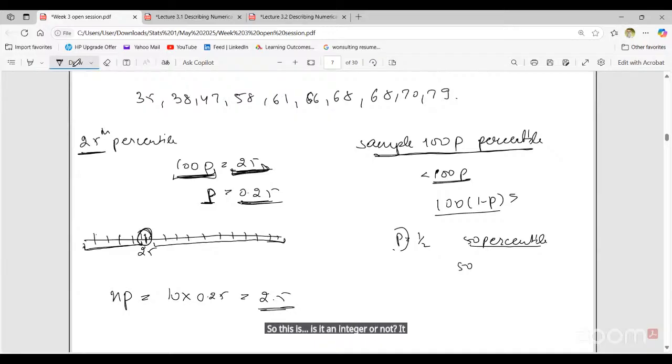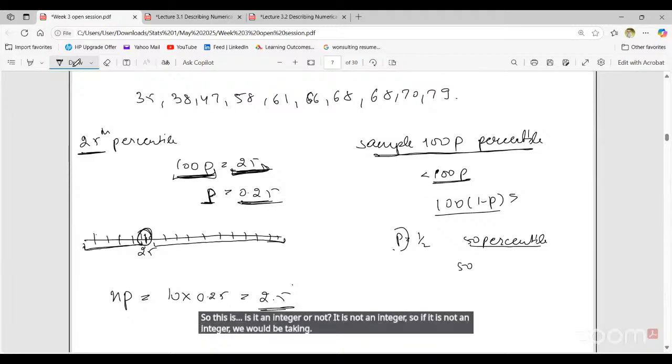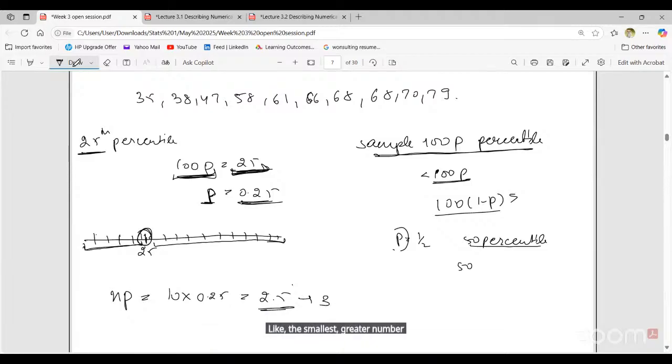It is not an integer. So if it is not an integer, we take the smallest greater number, that is 3 only, right? So the third number is what? 47. So this is my 25th percentile.